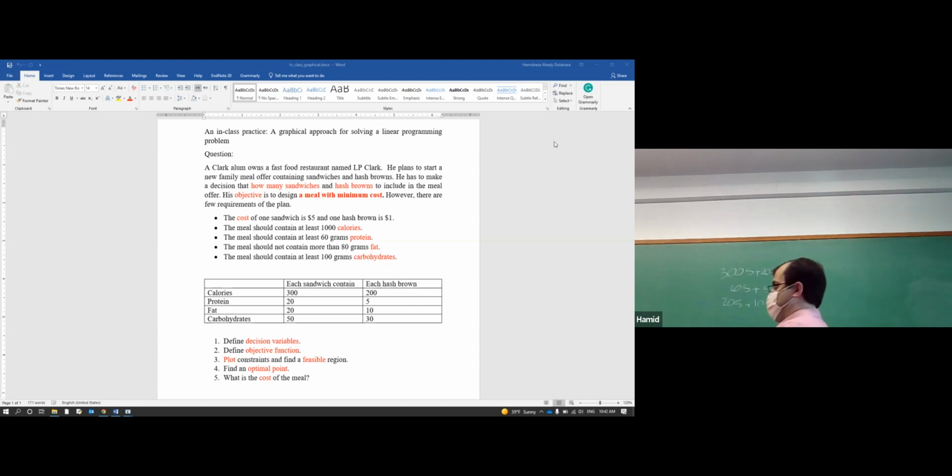The last one is s plus 30h greater or equal 100. So we should look for the common part. So first, let me just base on the common part.